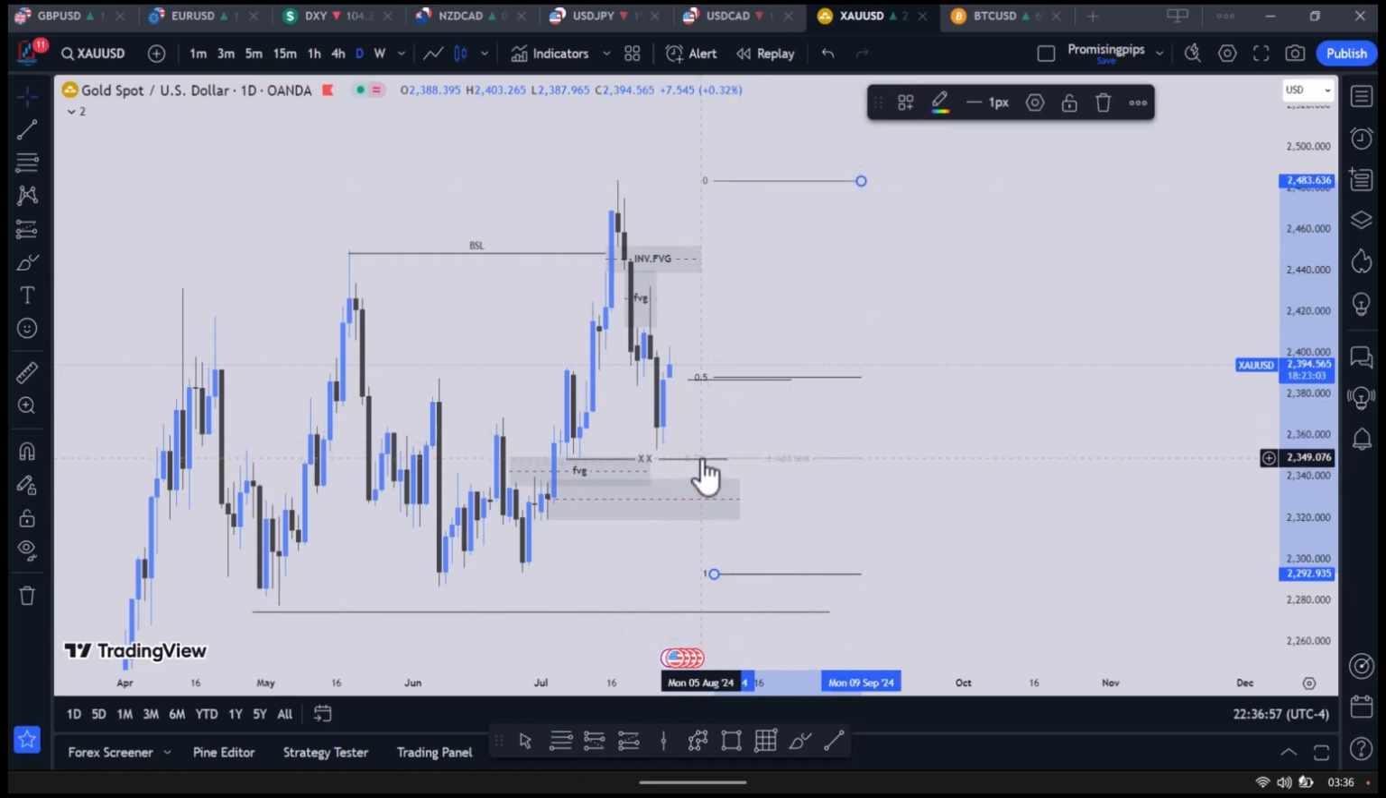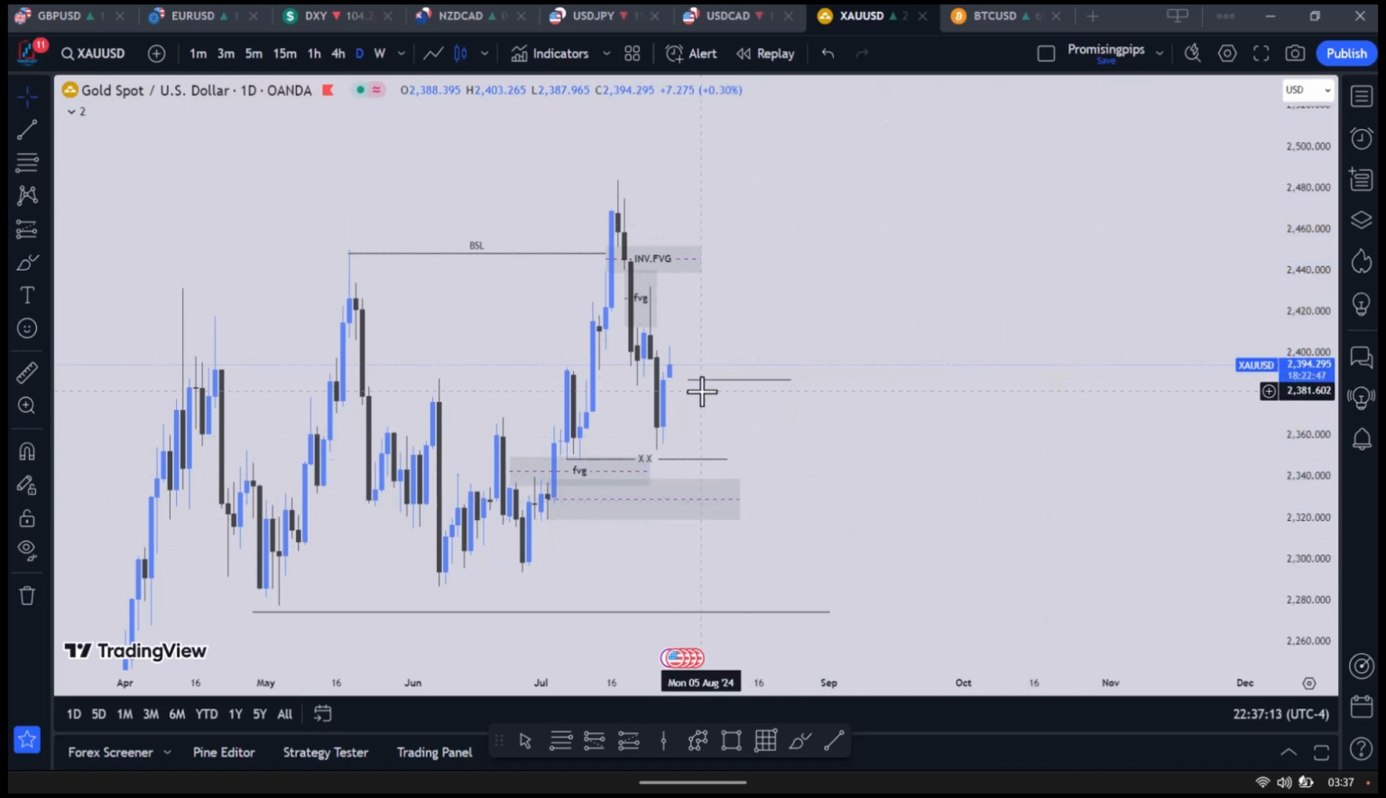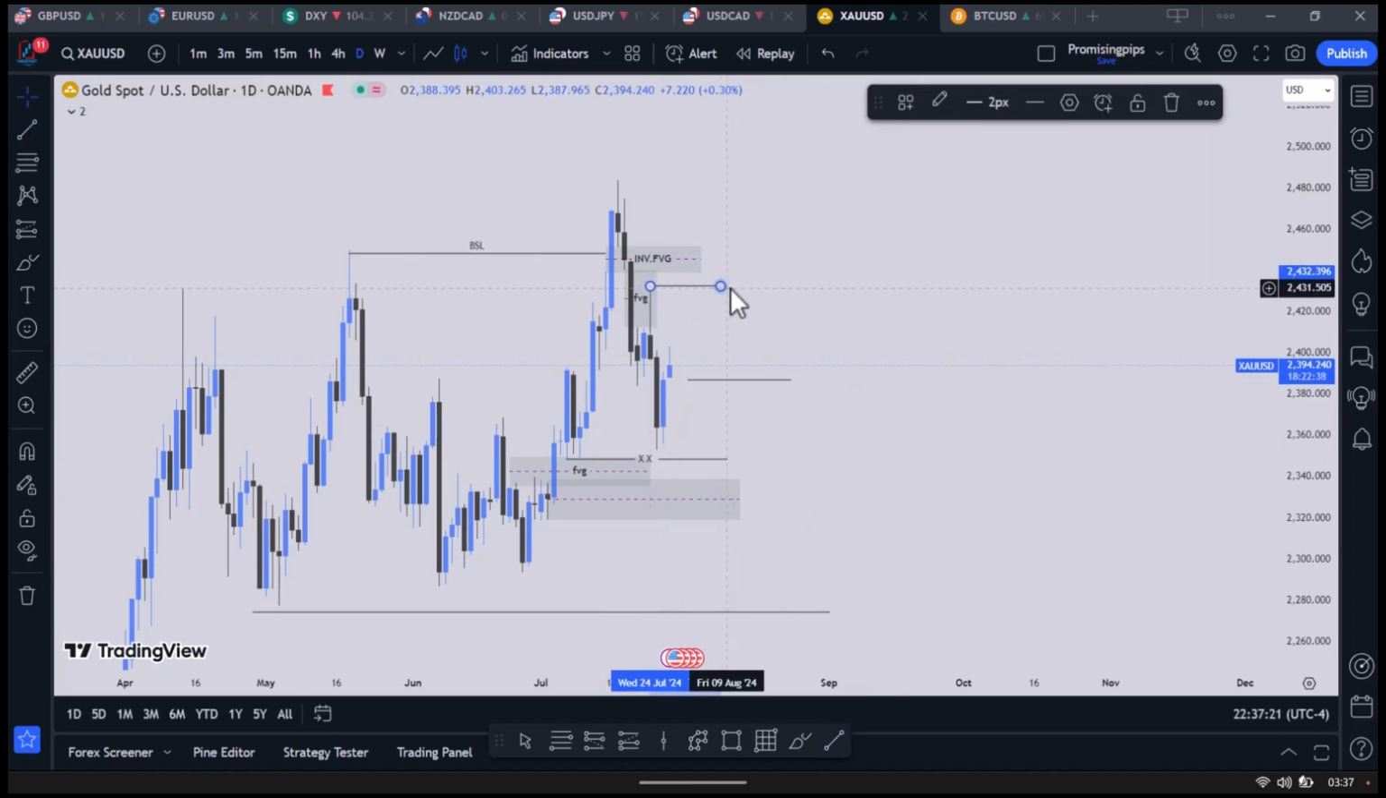Now looking at it, this inducement lines up well with my 0.7. The fair value gap is below, the weekly fair value gap is below, and also my order block, right? So that is confluence. Now, if I'm going to look for buys, that means this market needs to break here on a higher time frame, right? If it breaks out here, I'll know that yes.